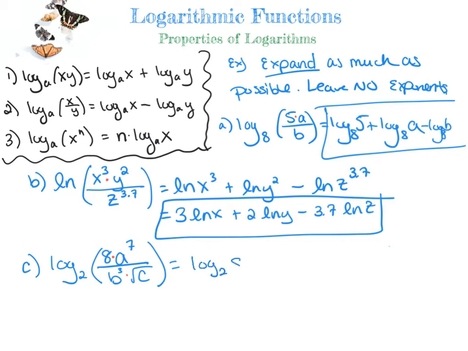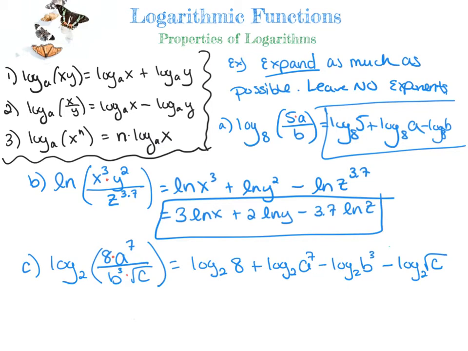Log base 2 of 8 plus log base 2 of a to the 7th minus log base 2 of b cubed minus log base 2 of square root of c. Okay, so again, I want to point out I put the negative in front of the log with the c in it because the c came from the denominator, just like the b did.